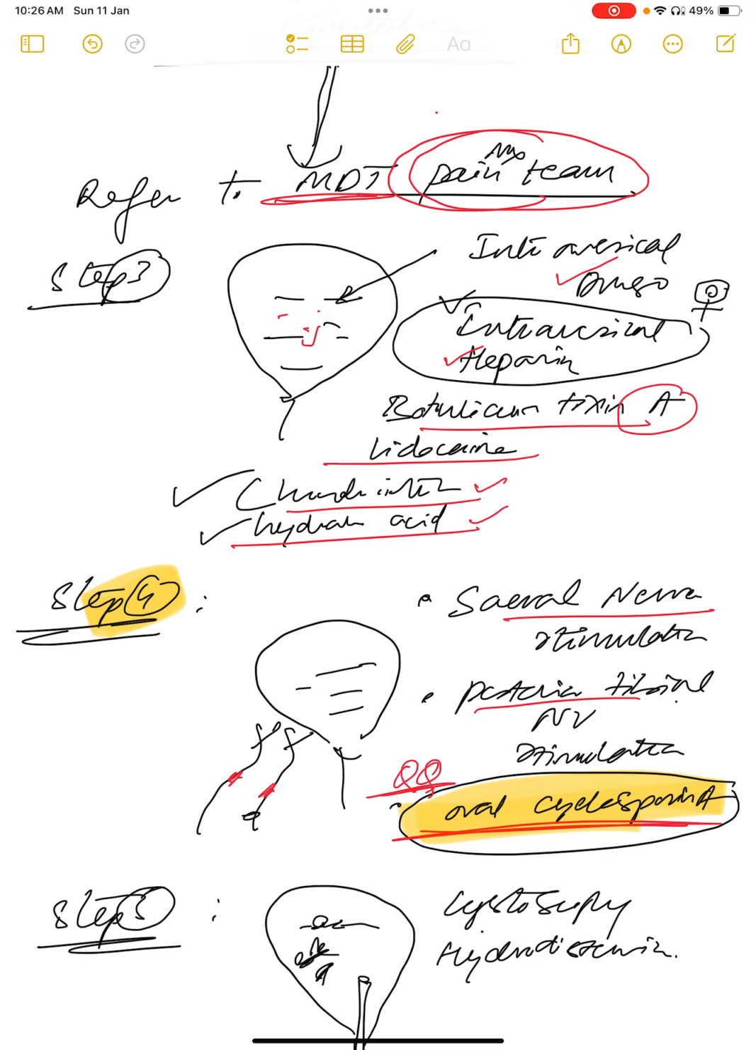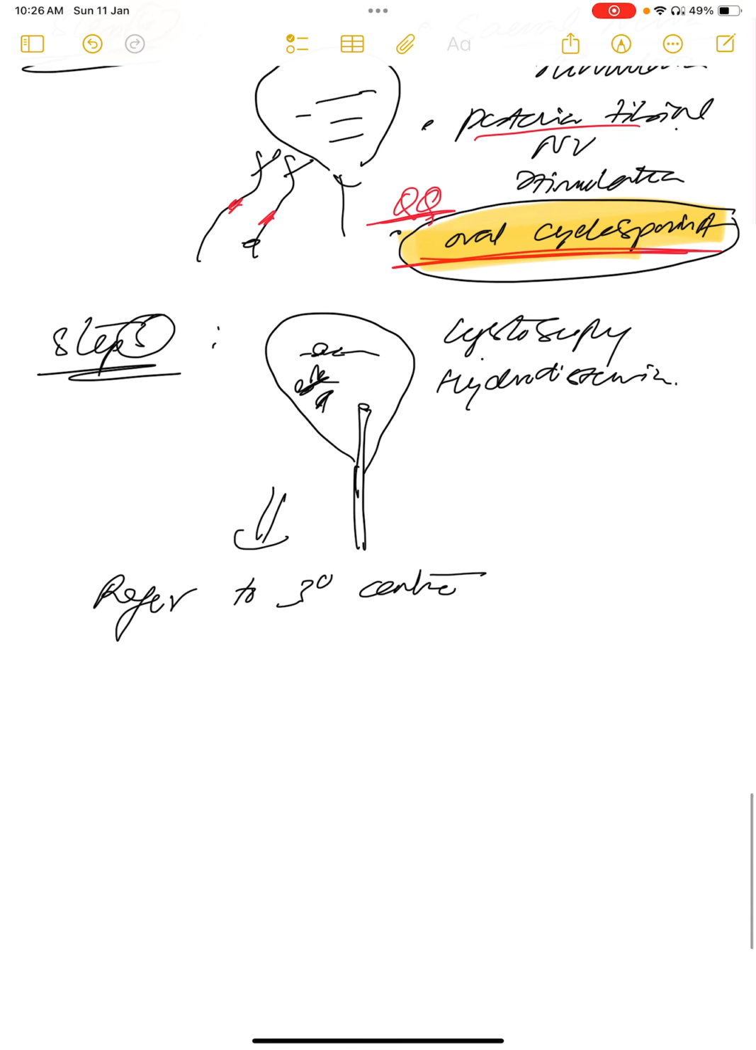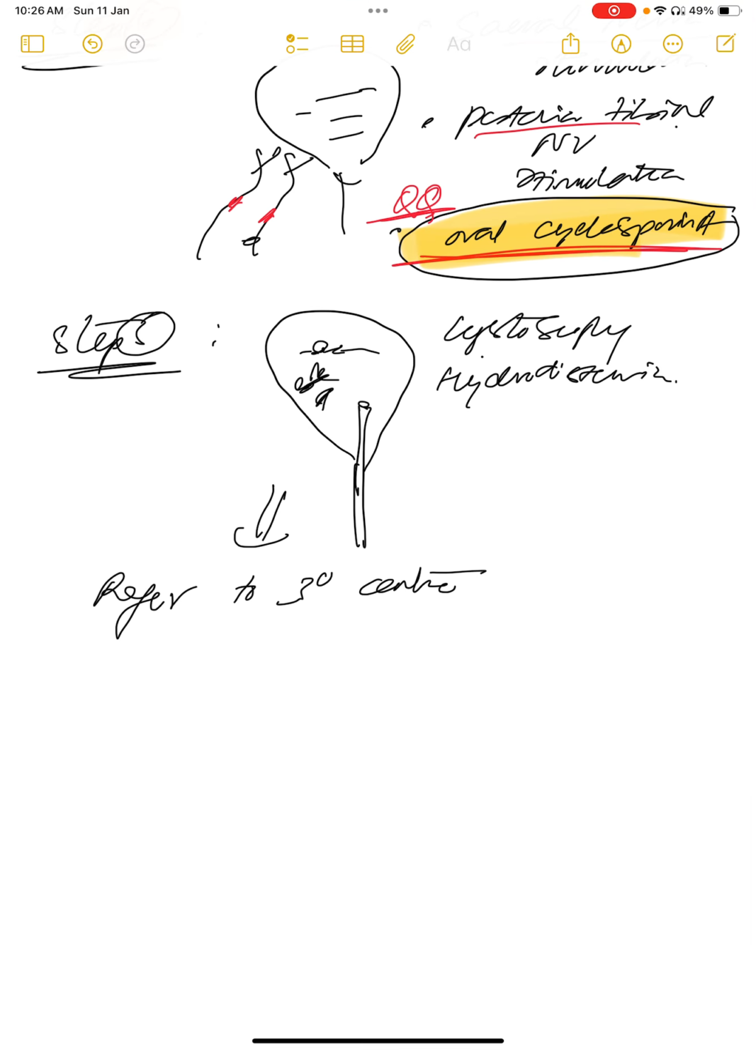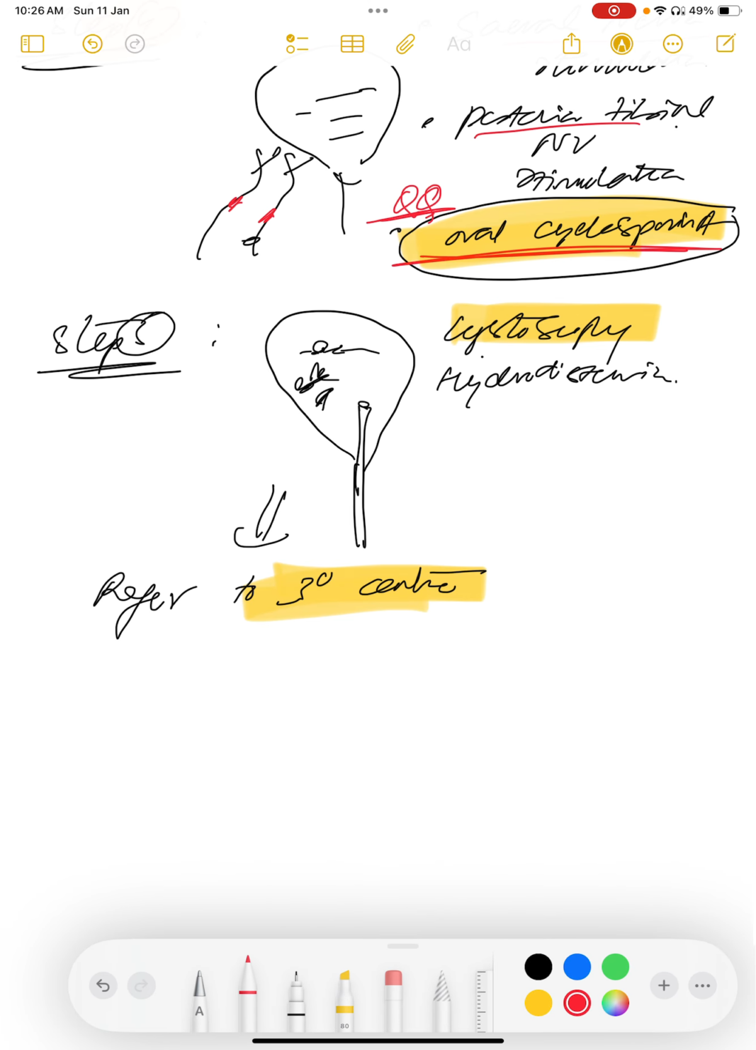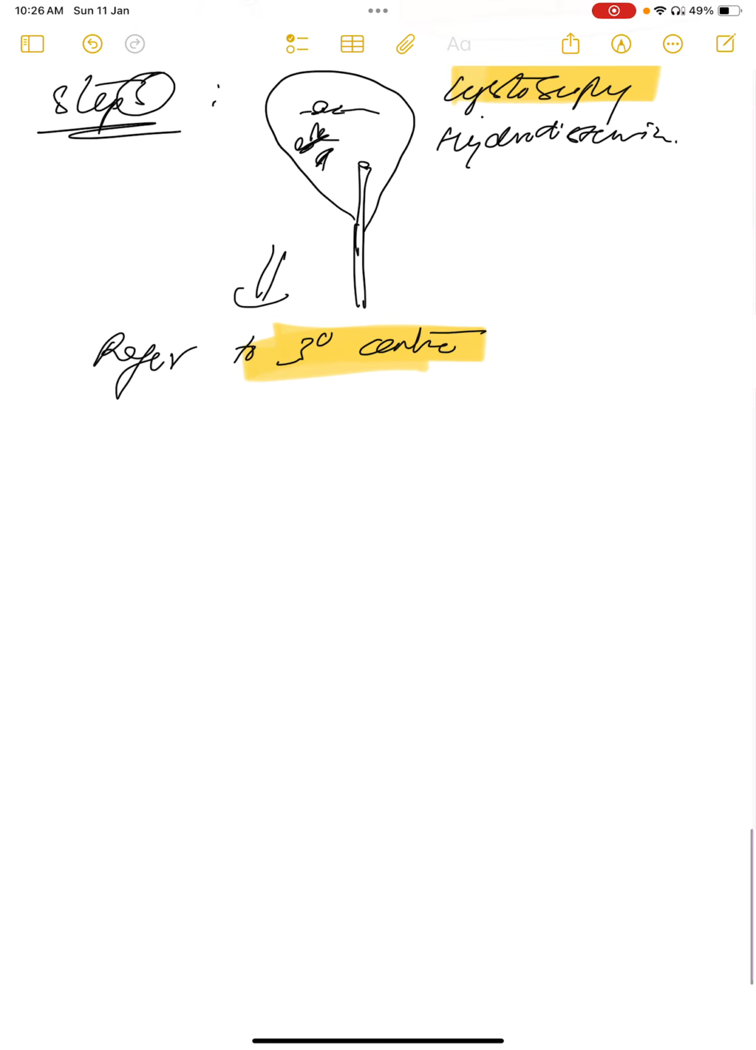Then if it is also not working, then you want to see the bladder. In the bladder you'll go for cystoscopy. If this is not working, then you'll refer to a tertiary care center. Okay, this is about bladder pain syndrome. I want to teach also about recurrent UTIs, and what to do if recurrent UTIs are there.